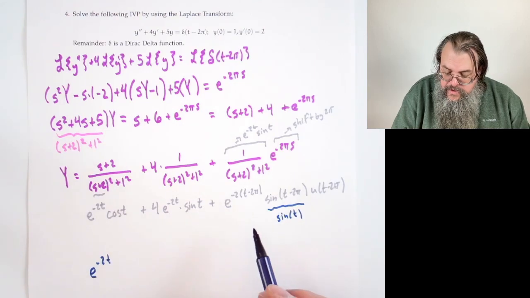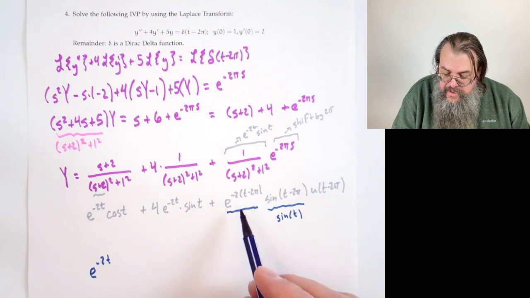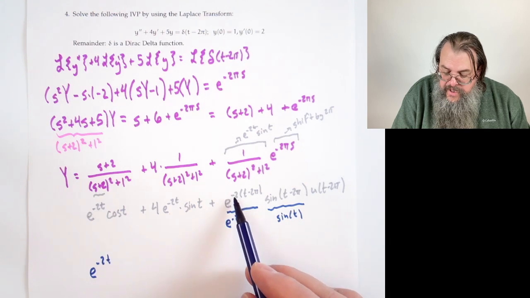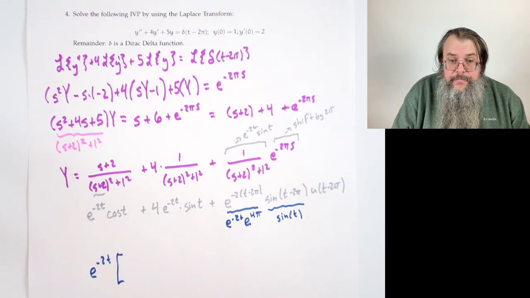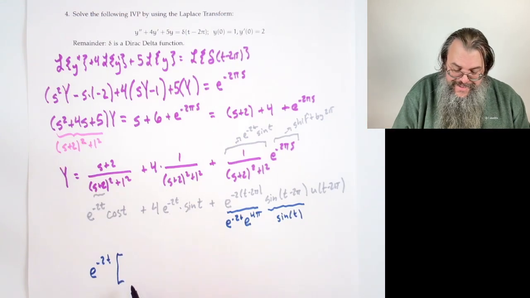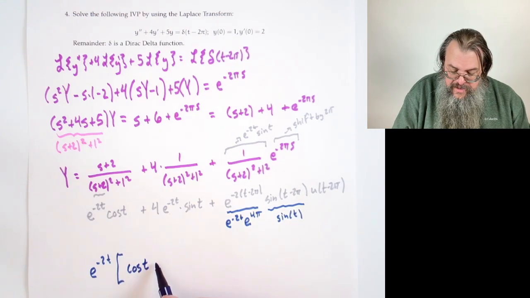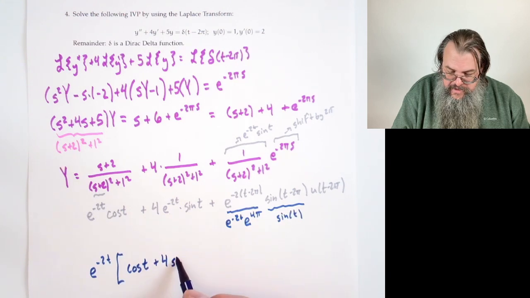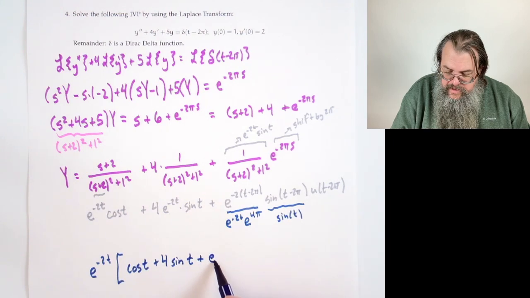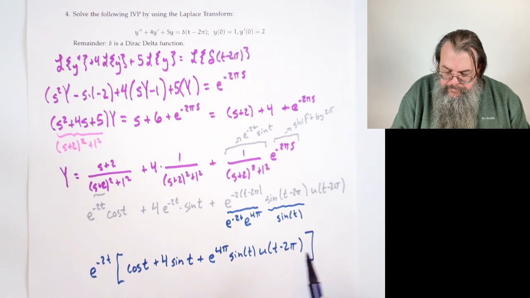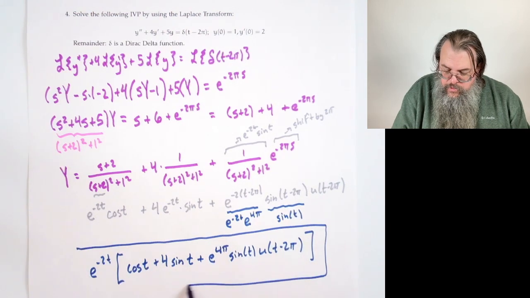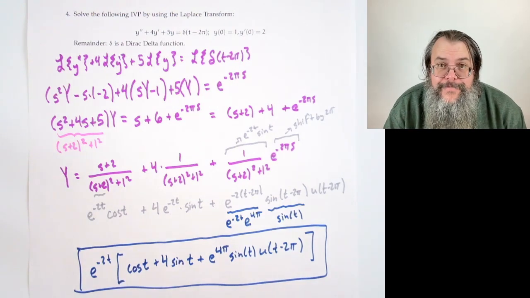In fact, what could we do? Notice this part here. This is e to the minus 2t. Then we have minus 2 pi. That's e to the 4 pi. So you could factor e to the minus 2t out if you wanted to. You don't have to. And you can write this as cosine of t plus 4 times sine of t, and then plus e to the 4 pi sine of t, u of t minus 2 pi.